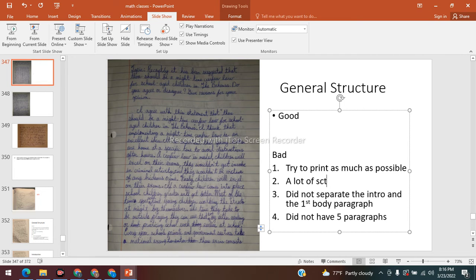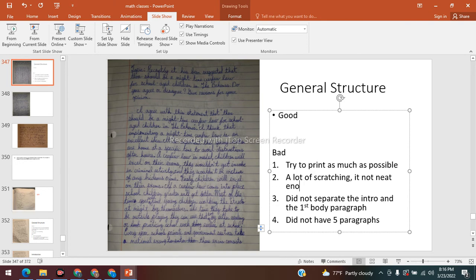If you could read it. I could read it. But I could read it. It's readable. It's just a lot of scratching and it's not neat enough. Wow. Hey, what do you want me to say? That's not a bad thing. Did you print? I think it looked okay, yeah. I think it's not bad.